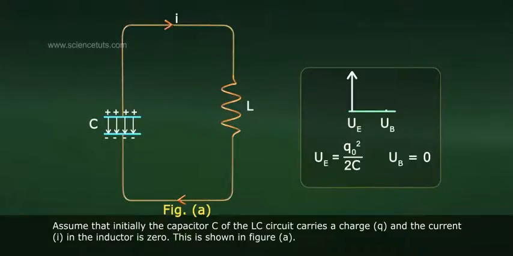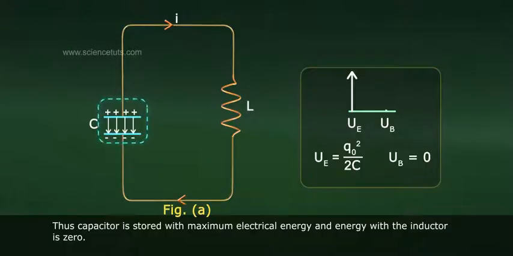LC oscillations, a qualitative study. Assume that initially the capacitor C of the LC circuit carries a charge Q and the current I in the inductor is 0. This is shown in figure A.